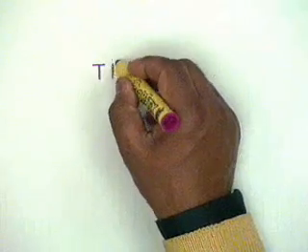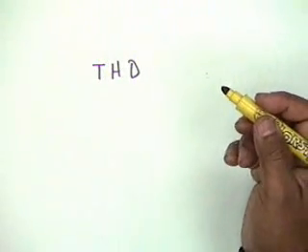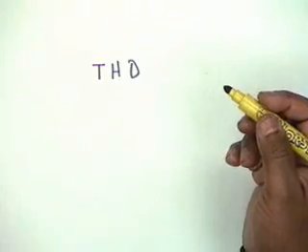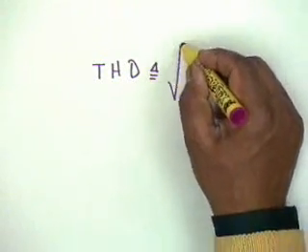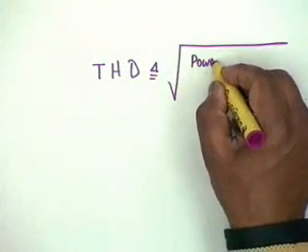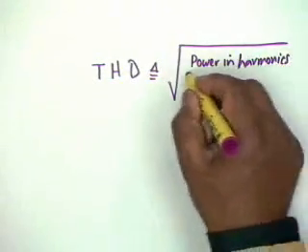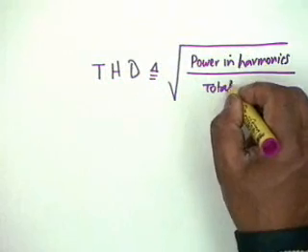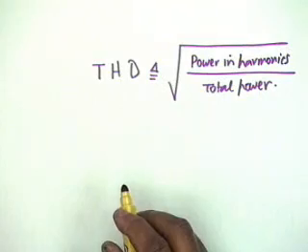The other parameter is the so-called THD. All stereo amplifiers have this specification: total harmonic distortion. Total harmonic distortion is defined as follows. It is defined as the square root of power in harmonics divided by total power. Power in harmonics divided by total power.